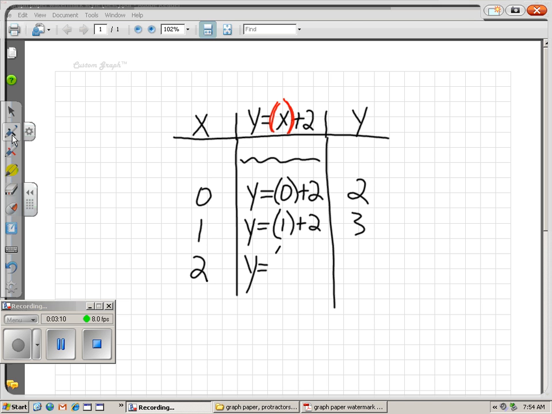And so I put parentheses around my x. I take out the x, I put in my 2. The rule said I had to add 2 to that, and I get 4. Alright, that's really the only difference in college, is your table looks different.